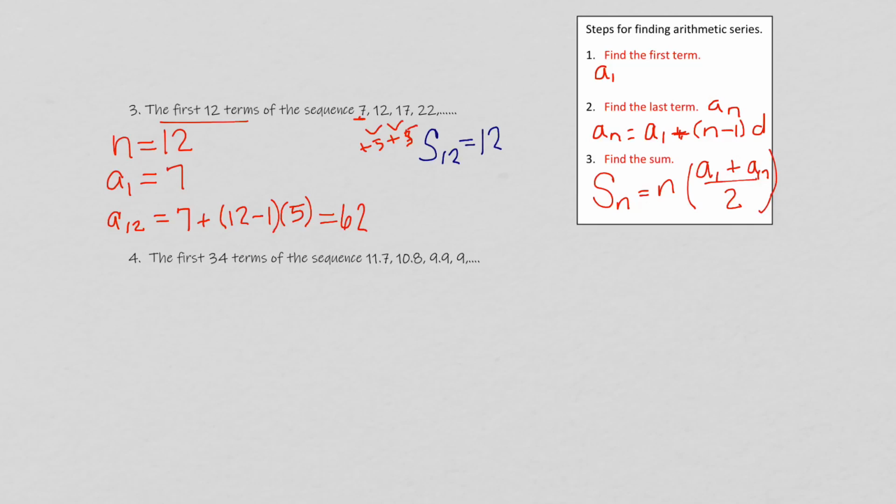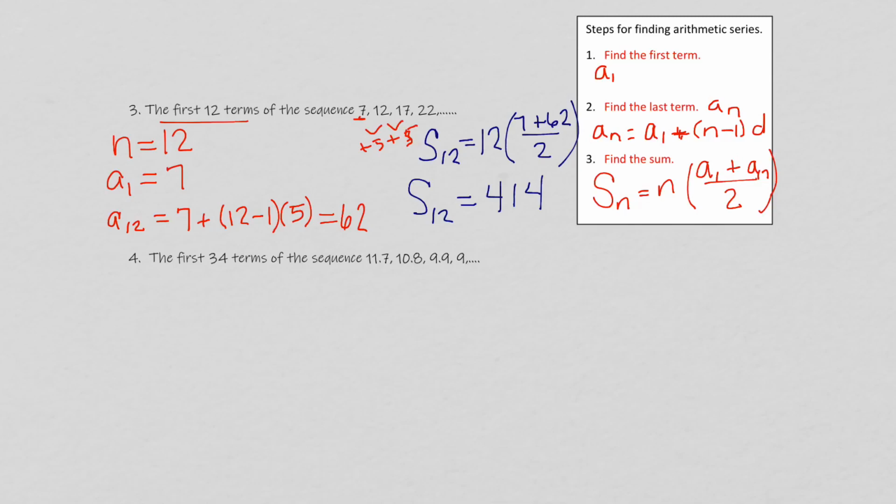And now I have my 3 pieces of information, so let's find the sum of the 12th term, which would be 12 times 7 plus 62 divided by 2. Type the sum of the 12th term into my calculator there, and I should come up with this equaling 414.